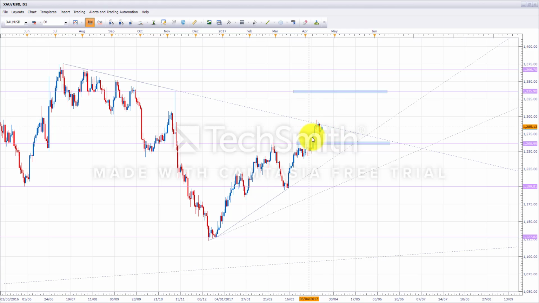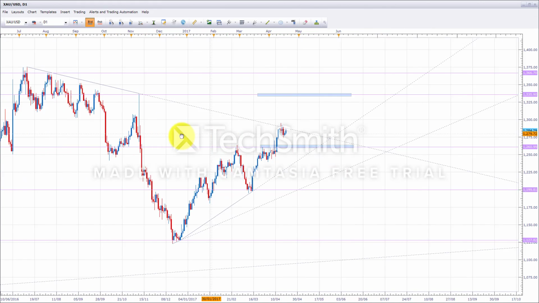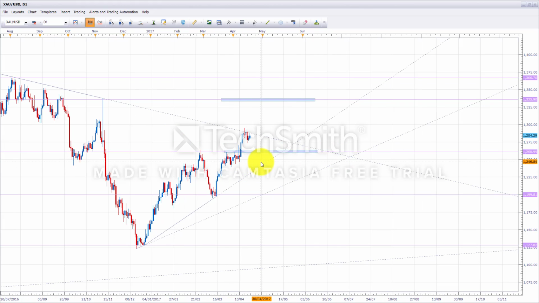But if we do get a setup on the lower time frames, I will be looking to take a trade down to the 1.260.99 area of support, which is the previous high over here. You can see it's been tested over here, it's been tested on a bounce here, it's been tested on a bounce here, you've got these touches here. So it's quite a well-defined area of support.